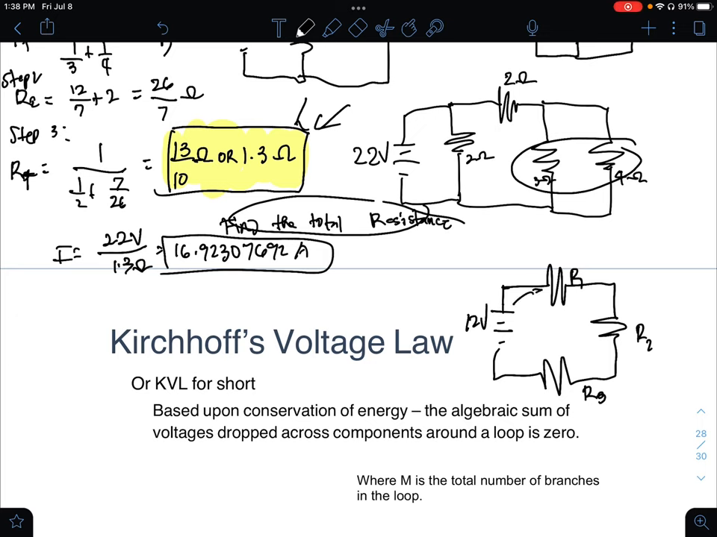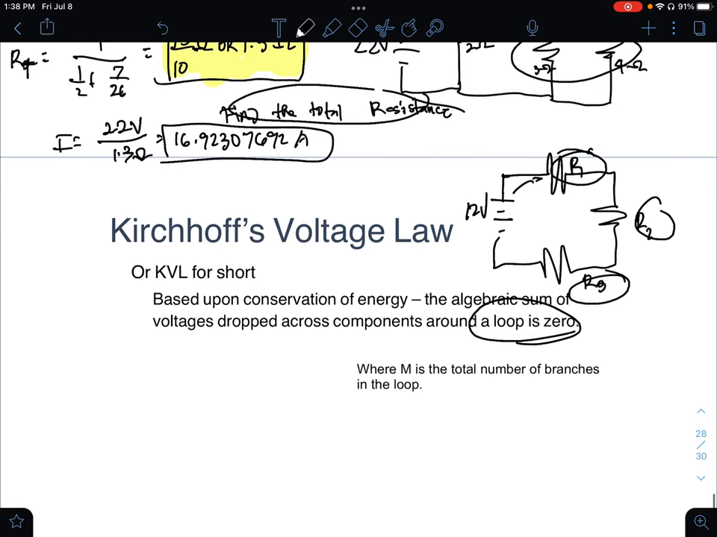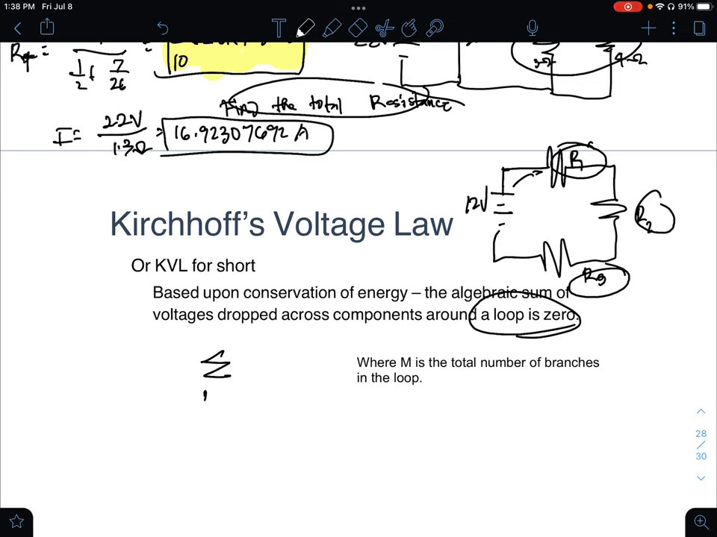Pagdaan niya kay resistance 1, may voltage drop. Kasi nga po, si resistance kukuha ng voltage. May voltage drop din kay resistance 2, may voltage drop kay resistance 3. So, pagdating niya dito, pag loop niya, yung voltage magiging 0. So, the summation of all the voltages, the summation from m equals 1 to M, for example, unsa nang M diha, resistor, the voltage is equal to 0.